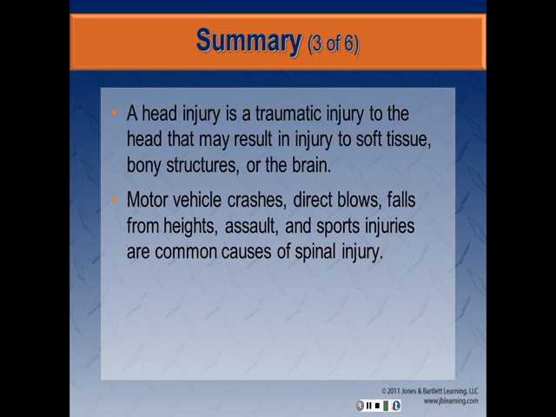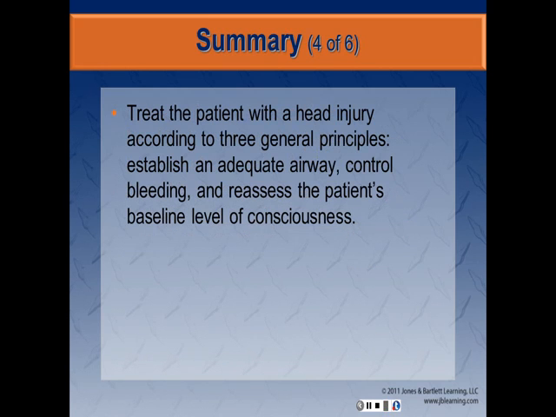The cervical, thoracic, and lumbar portions of the spinal column can be injured through compression, such as in a fall, unnatural motions, such as overextension from trauma, distraction from things such as a hanging, or a combination of mechanisms. Motor vehicle crashes, direct blows, falls from heights, assault, and sports injuries are common causes of spinal cord injury. A patient who has experienced any of these events may also have sustained a head injury.